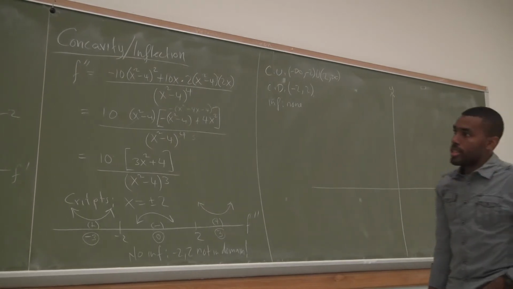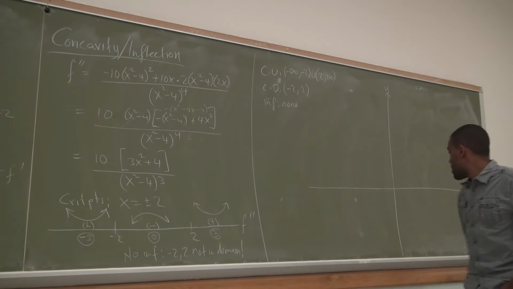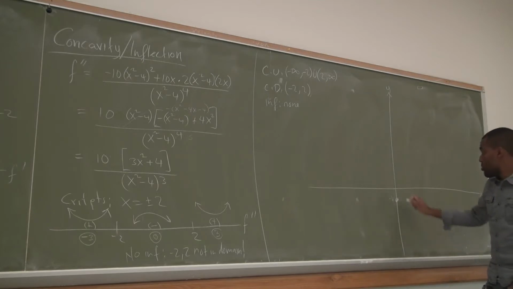So now let's put everything in. There are no x-intercepts, but there is a y-intercept at minus 1 over 4. Moreover, that's actually a maximum point.